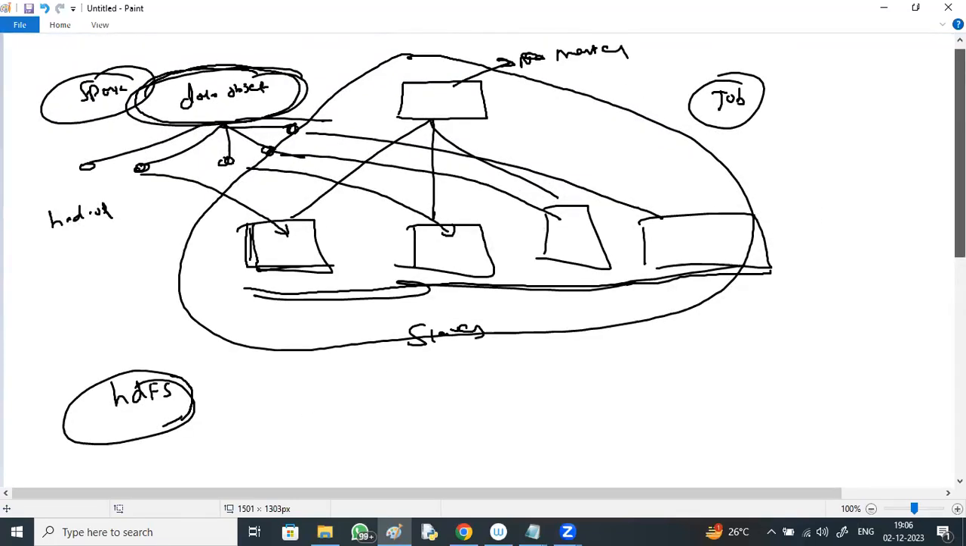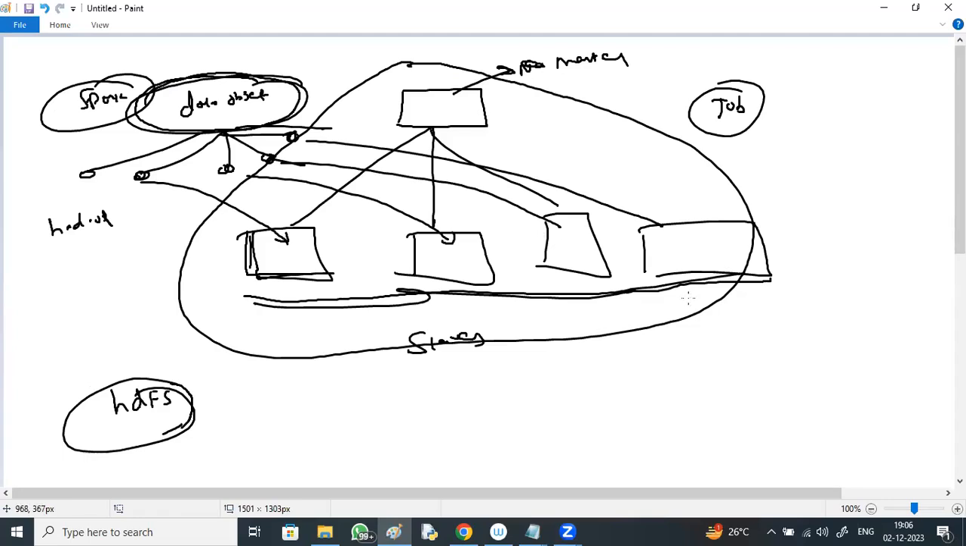So all the data will be stored in the Hadoop system, HDFS. Yes, yes.